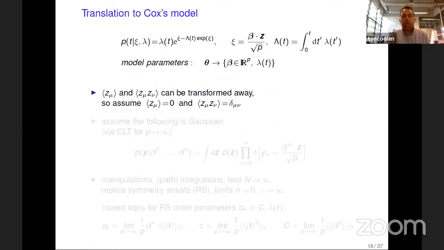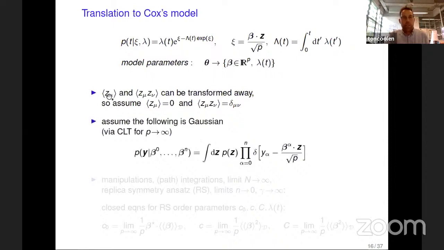Okay, now translating that to the Cox model means making a choice now, and this was the Cox model. It has this awkward expression with exponentials inside exponentials. Psi is just a shorthand for this renormalized dot product, and the square root p came from the argument that we gave earlier. So now our betas can be seen as order 1 quantities. Big lambda is just the integral over the small lambda. So in this model, our parameters are a vector and a function.